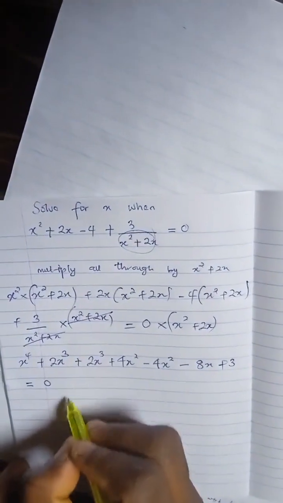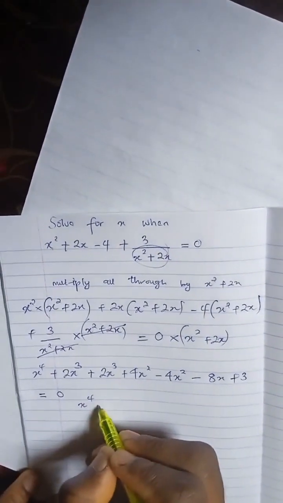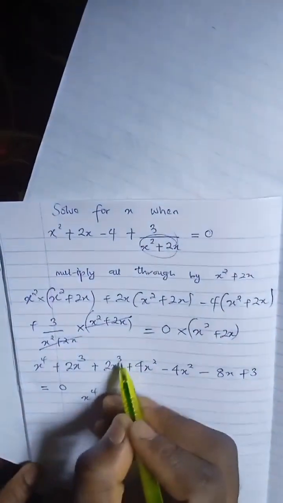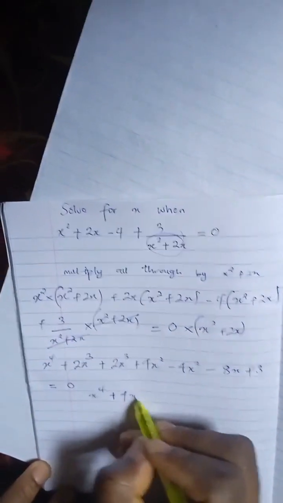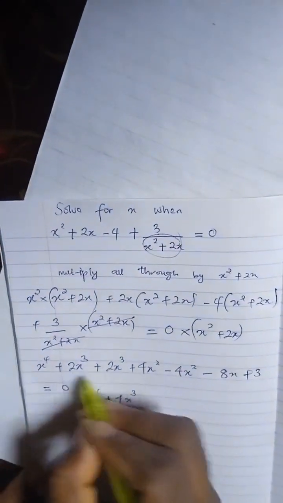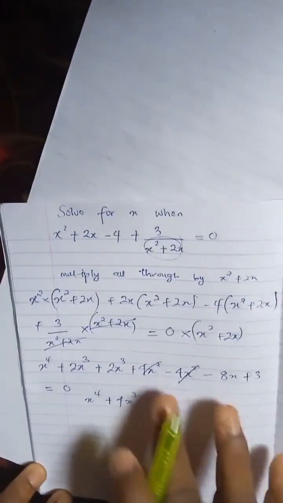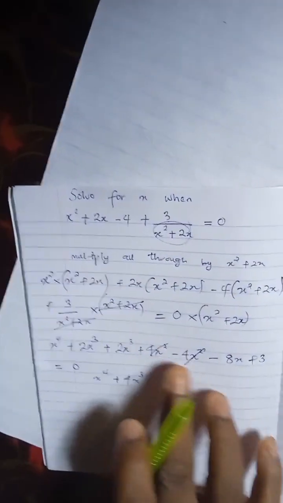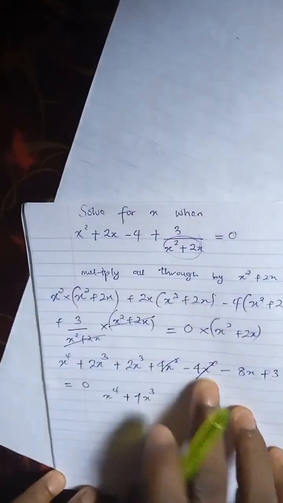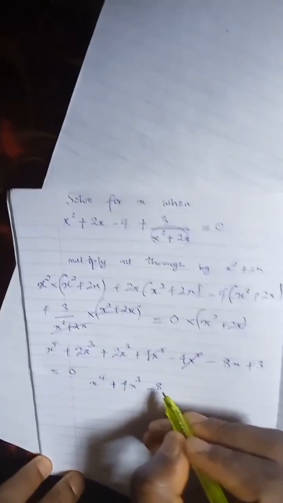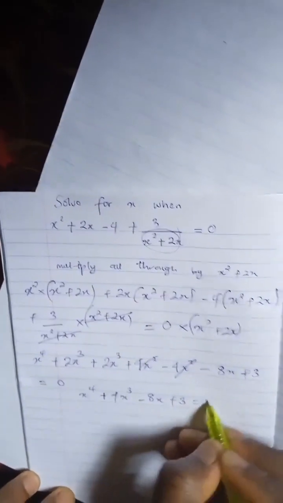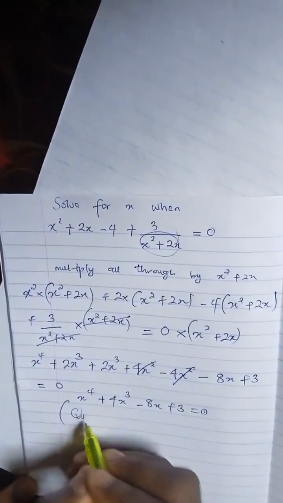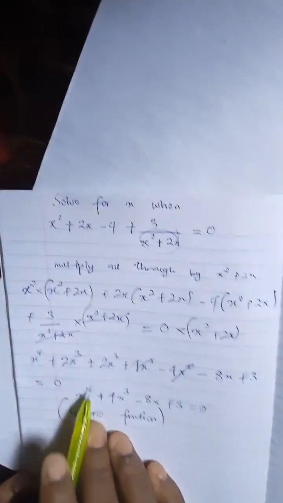So when you simplify this, you have x raised to the power of 4 plus, these are like terms because they have variables that have the same power of 3, plus 4x raised to the power of 3, that's 2 plus 2, 4. And this will cancel this. Why? Because they're like terms, and they have the same coefficients. So it's like 4 naira minus 4 naira will give us 0, minus 8x plus 3 is equal to 0. When you look at it, this is a quartic function, and a quartic function has a power of 4.